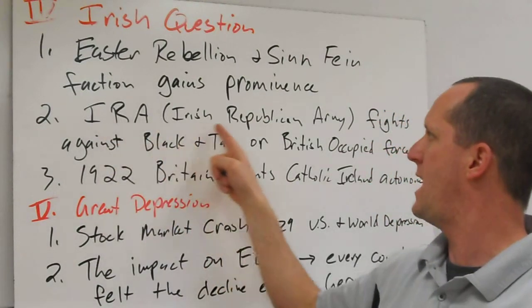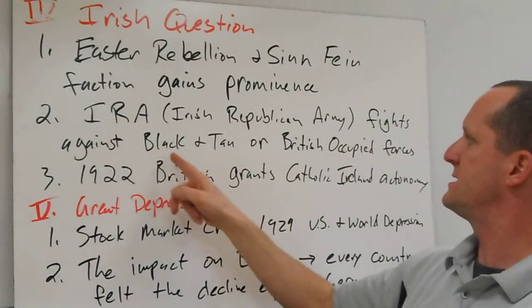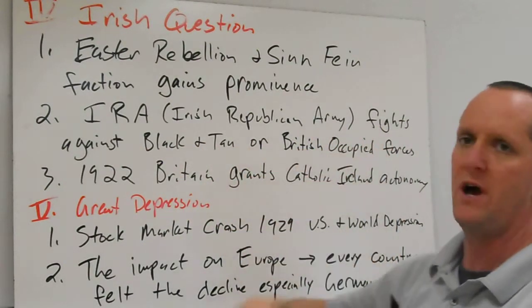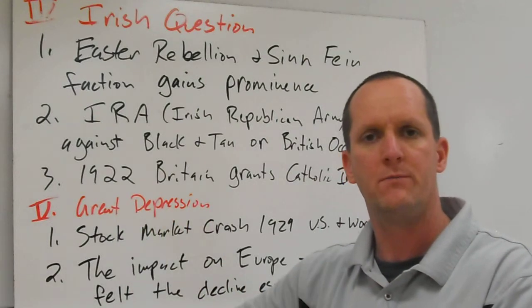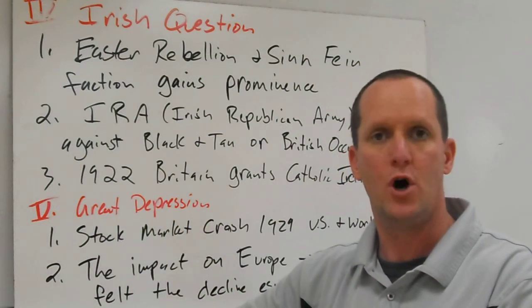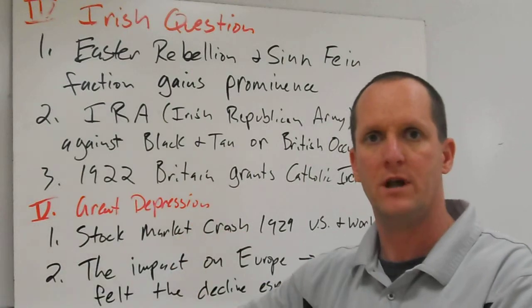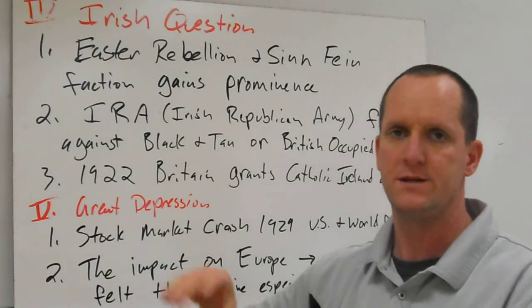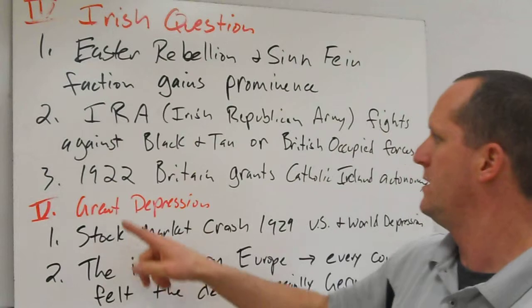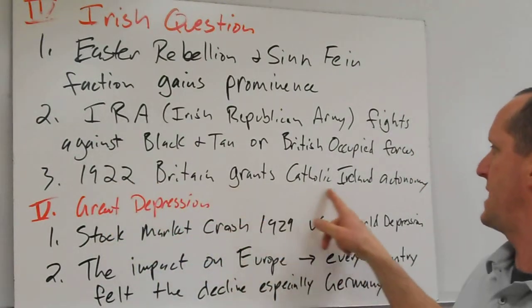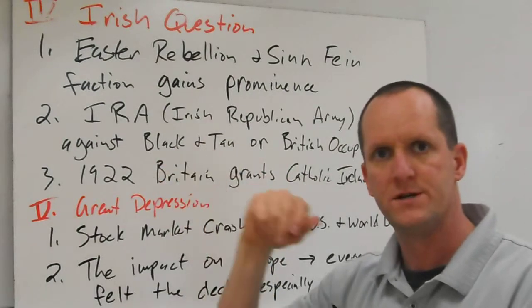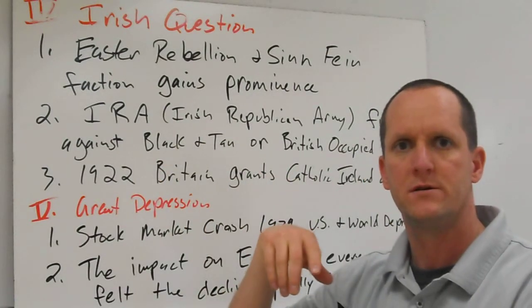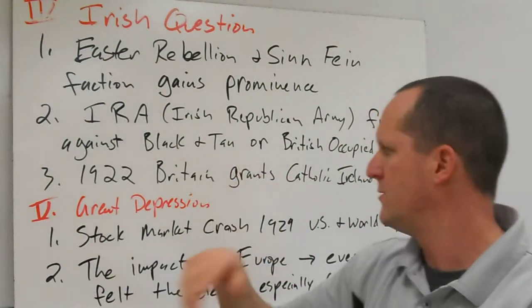The IRA, or the Irish Republican Army, fights against the Black and Tans, or the British occupied forces. So the Black and Tans was a nickname that the people from Britain were called, and they lived primarily in Northern Ireland, and this is who the IRA fought against quite a bit. In 1922, Britain grants Catholic Ireland autonomy. Remember, it's Catholic Ireland versus a Protestant Church of England.